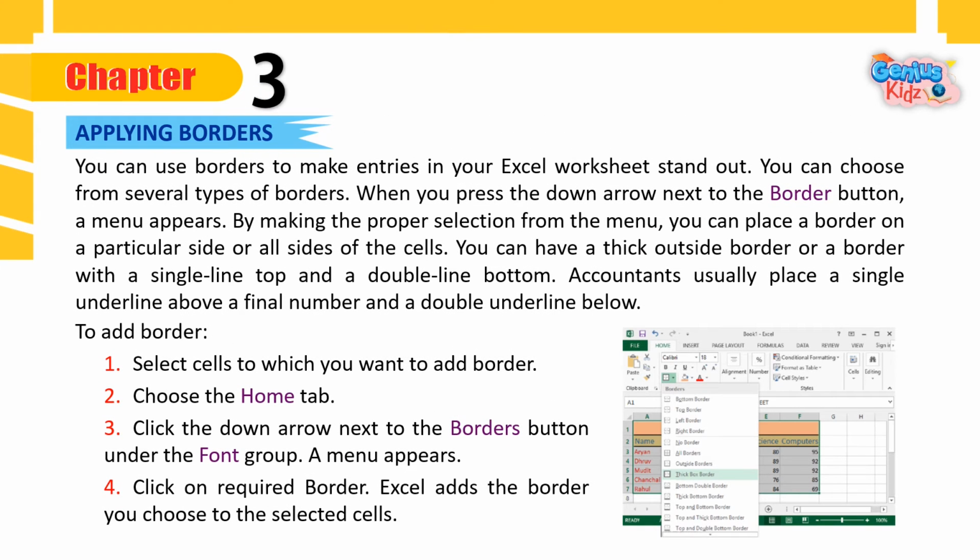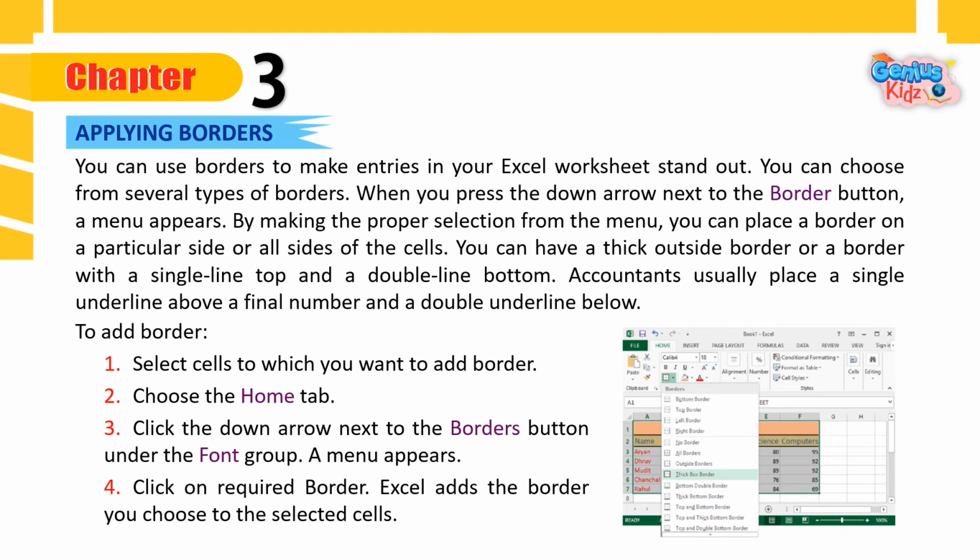Applying borders. You can use borders to make entries in your Excel worksheet stand out. You can choose from several types of borders. When you press the down arrow next to the border button, a menu appears. By making the proper selection from the menu, you can place a border on a particular side or all sides of the cells. You can have a thick outside border or a border with a single line top and a double line bottom. Accountants usually place a single underline above a final number and a double underline below.